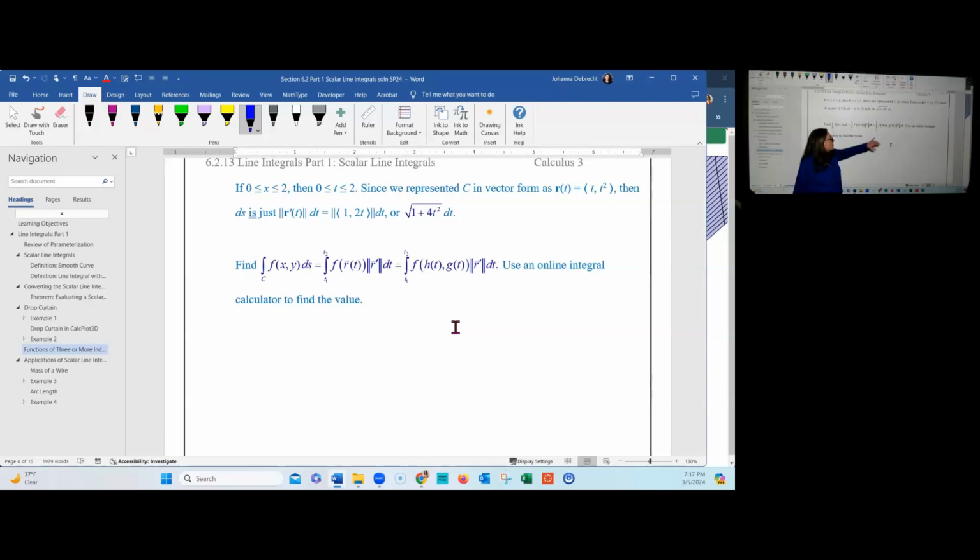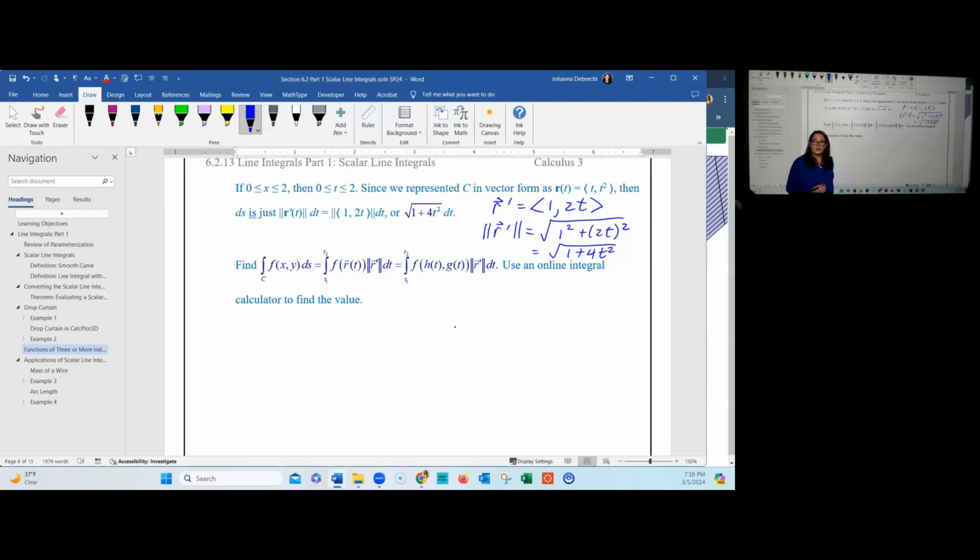To complete it, we know that our a is 0, our b is 2, our function is t plus t squared, but we need to compute the magnitude of the derivative of the parameterization. Our parameterization is t, comma, t squared. If we take the derivative of it, then we get 1, comma, 2t. Once we have the derivative, we find its magnitude by squaring each component, adding them together, and taking the square root. This gives me the square root of 1 plus 4t squared.